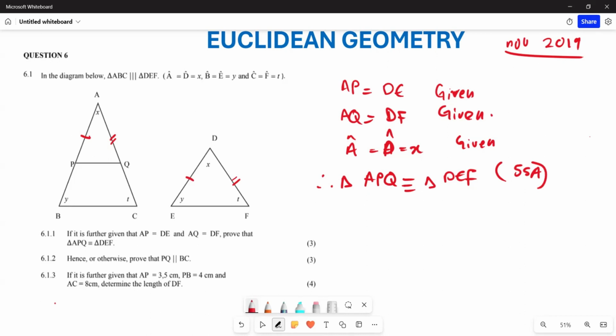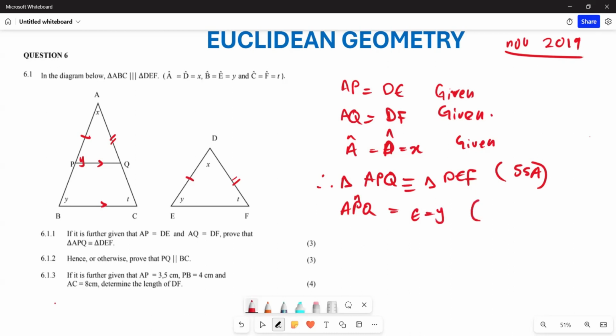Now, if we are looking at 6.1.2, they say hence or otherwise, prove that PQ is parallel to BC. Now, how can you go about proving that? What is it that we already know? You can start by saying my angle APQ is equal to y, which is equal to my angle E, which is equal to y.